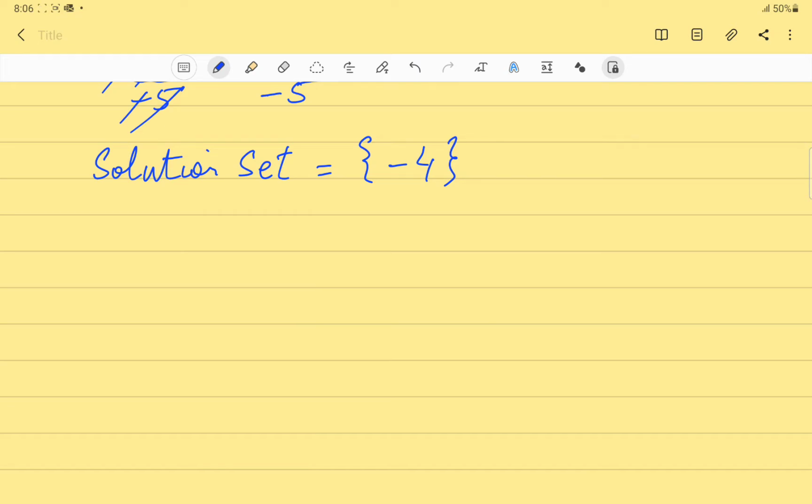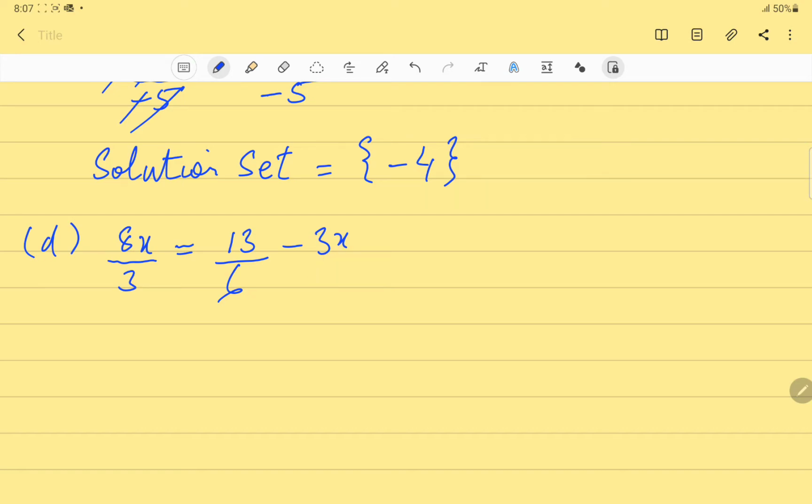Now we go for the fourth question. Fourth is 8x over 3 is equal to 13 over 6 minus 3x. This question is different from the first three because we have 3 fractions in it.